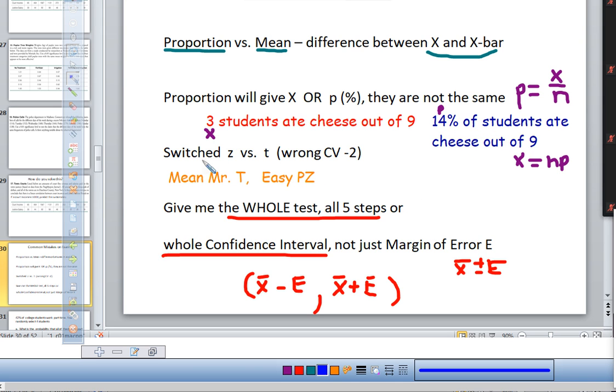The other thing is a lot of times on the critical value, they did the wrong critical value. So either it was a proportion and they used a T table, or it was a mean and they used a Z table. So remember, mean, T means use the T table. It's easy peasy. If it's a proportion, P, use a Z table. You lost 2 points every time you did that. Should have been 3 points on the final. It will be more. So heads up on that one.